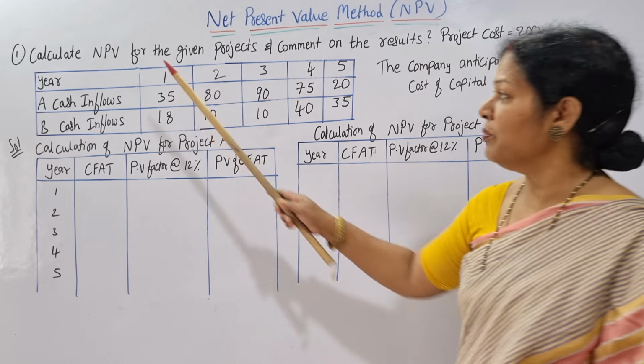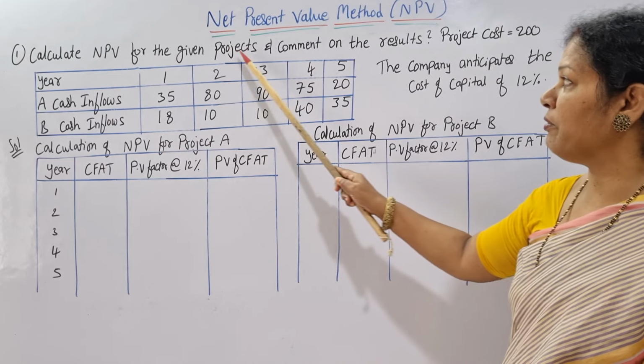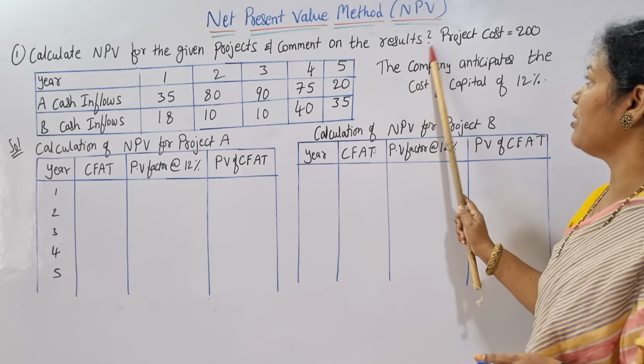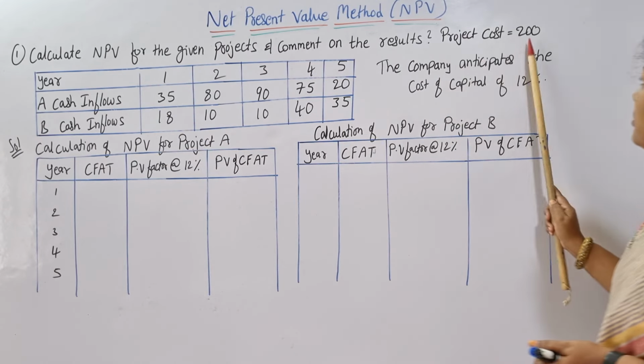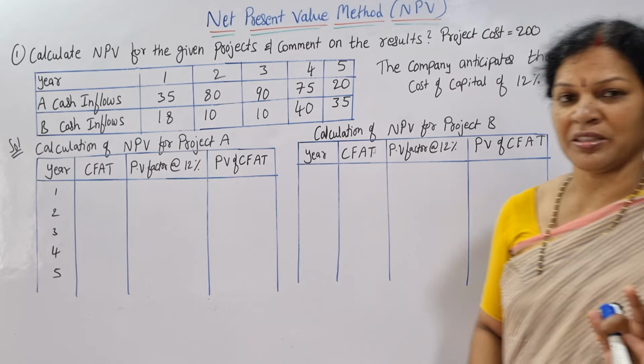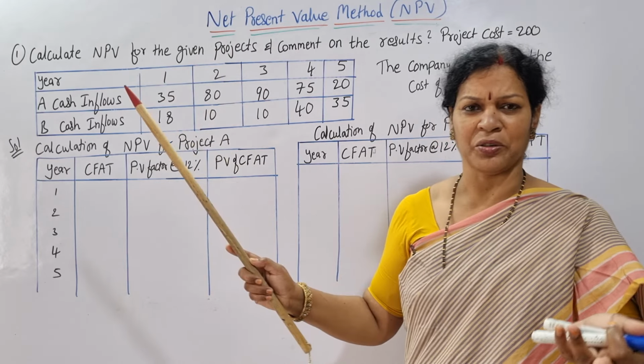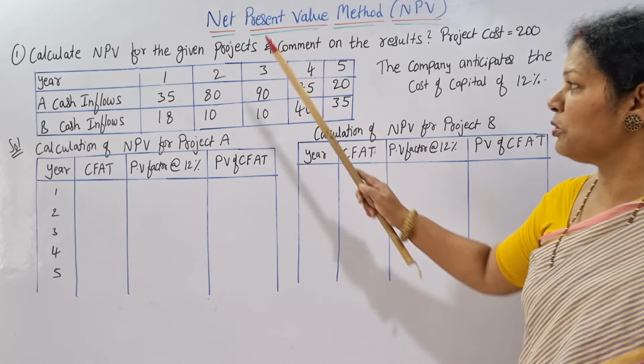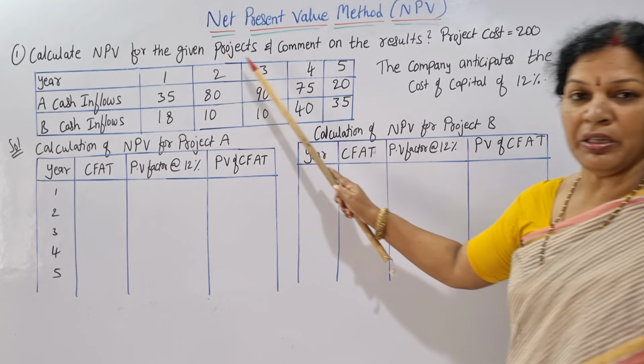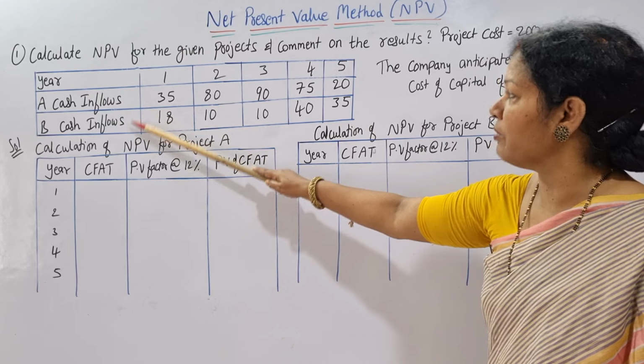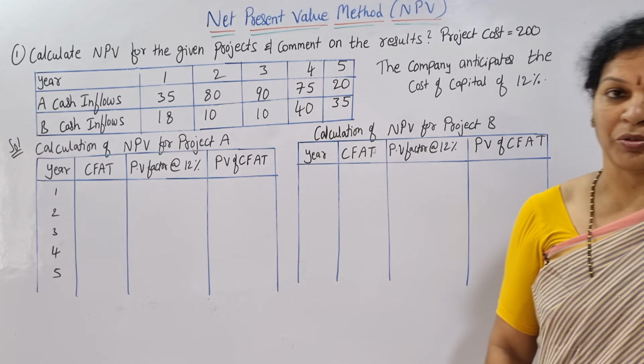Now what is the problem? Calculate NPV for the given projects and comment on the results. Project cost is 200 rupees. Whether 200 crores or 200 lakhs, whatever you can assume, it is 200. Calculate NPV for the projects, two projects are given, and comment on the result also.